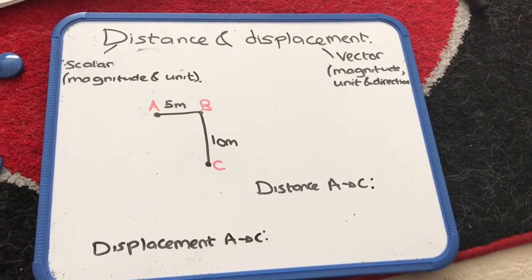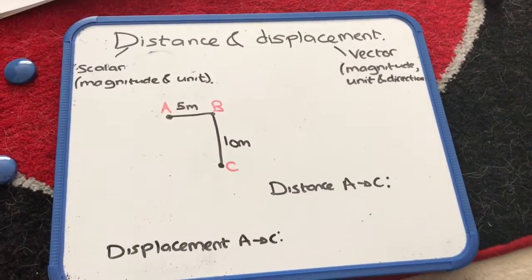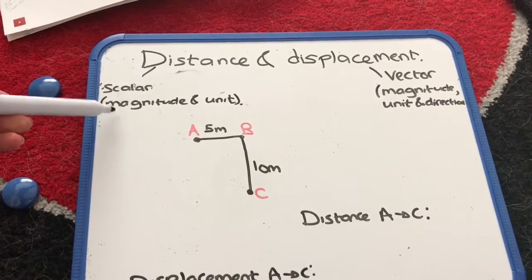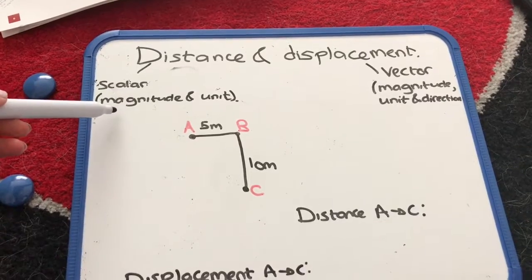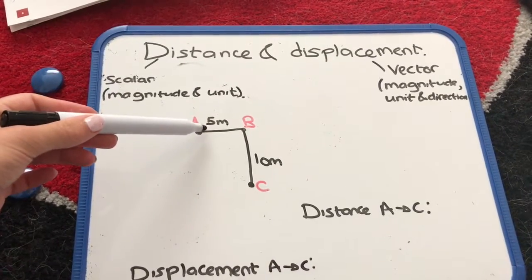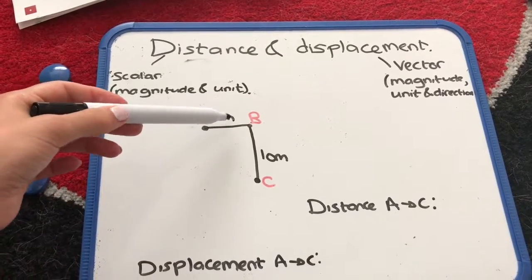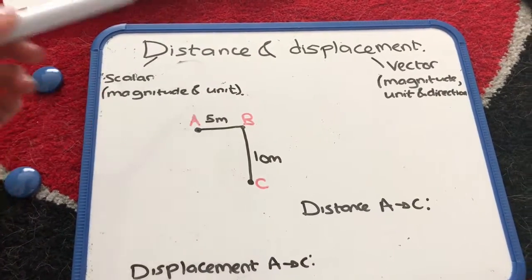Okay, so this is just going to tell you the difference between distance and displacement. First of all, distance is a scalar. It has a magnitude and a unit. A magnitude is basically a size. So if I look at this distance here, its magnitude is 5 and its unit is the meter. So that is a distance, 5 meters.